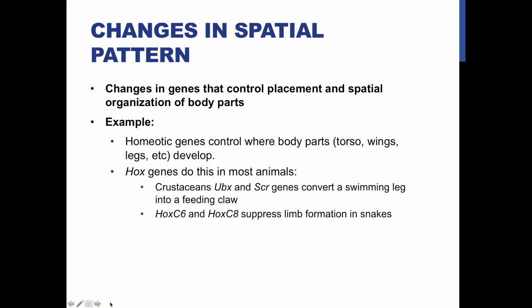We can also change the homeobox genes to change the spatial pattern of organisms. So if we change the genes, we can change them so they control placement and spatial organization differently. These Hox genes are involved in controlling where body parts go. In crustaceans, the UBX and SCR Hox genes convert a swimming leg into a feeding claw. And in snakes, these Hox genes, HOXC6 and HOXC8, are what's responsible for suppressing limb formation. So you can actually see underdeveloped skeletal limbs in snakes. They just never form out, and that's because these two Hox genes are turned on to suppress that formation.